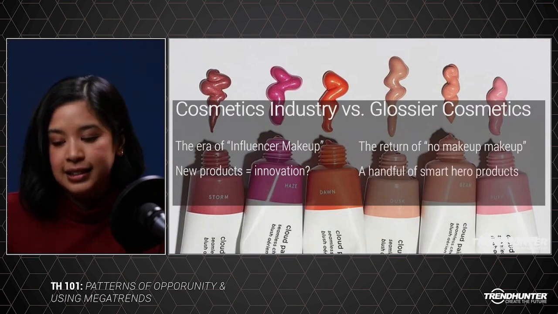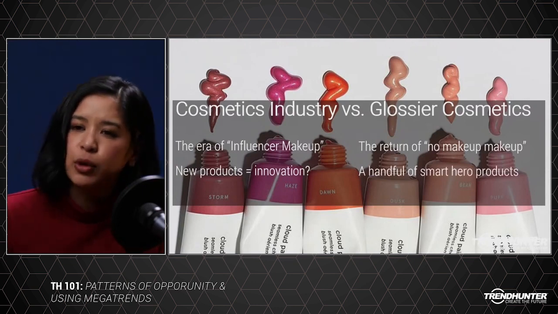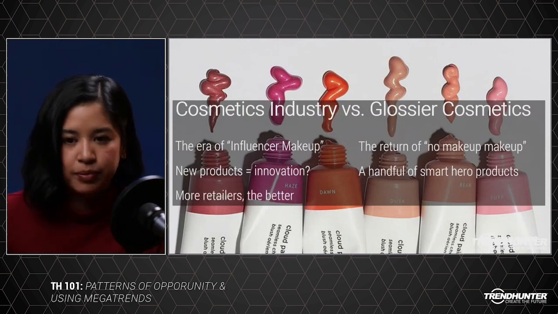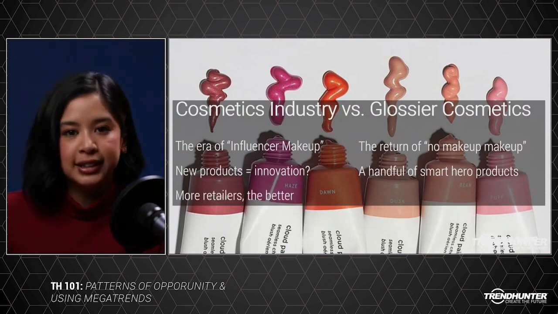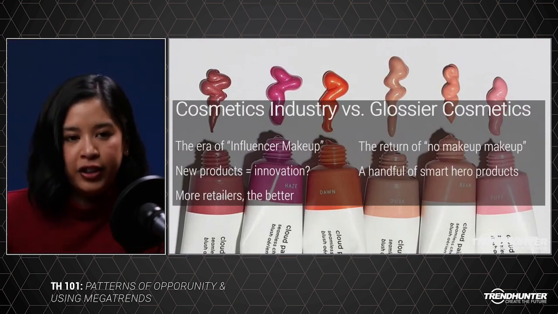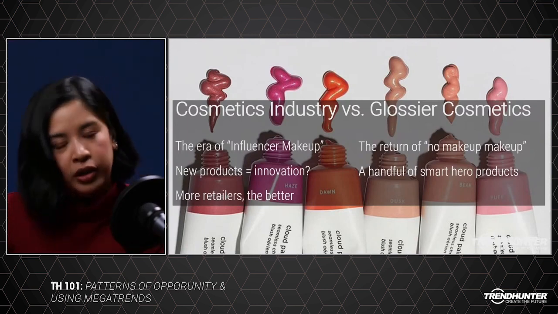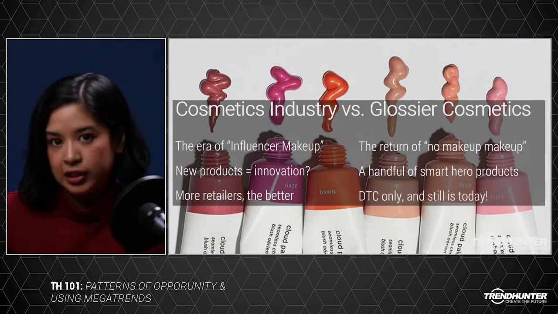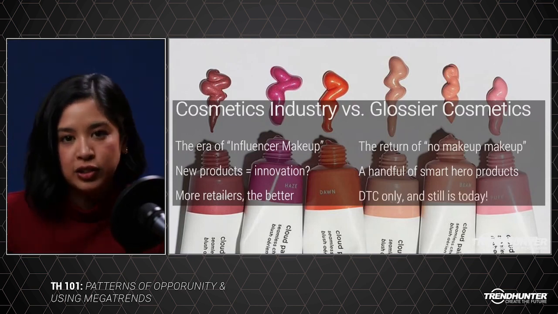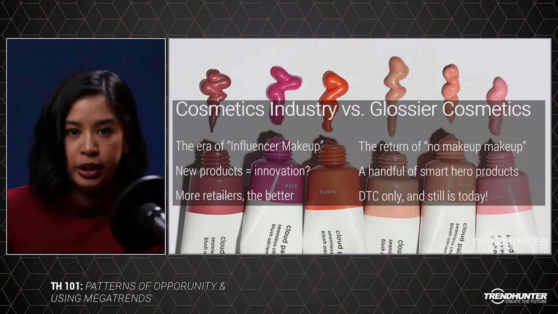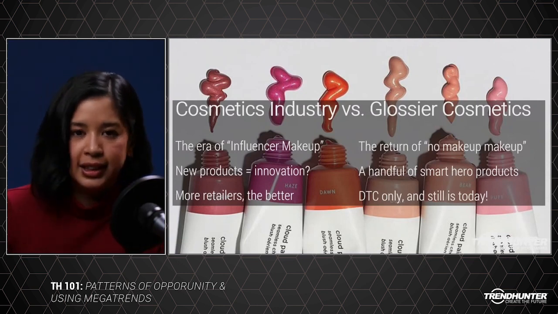Glossier did the exact opposite and released with a handful of smart hero products, which still to this day are their best sellers. Lastly, the cosmetics industry, again in an attempt to keep up with that fast-paced community, figured the more distribution, the better. Our products should all be hyper-visible across different retailers. Again, Glossier did the opposite. They were direct-to-consumer, and to a degree, they still are today. They have a few brick-and-mortar stores in metropolitan cities, but they're more like showrooms where you can take a beautiful selfie.